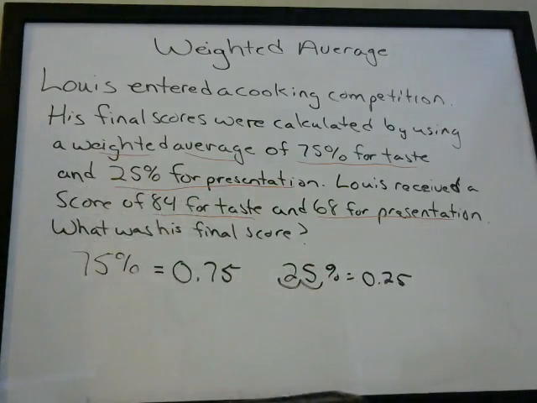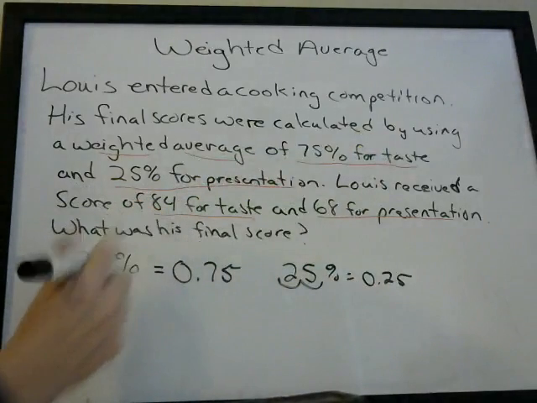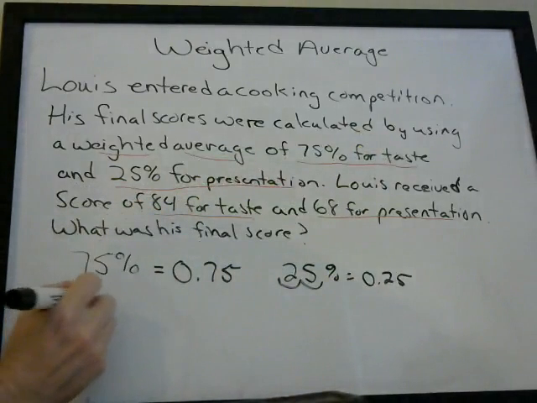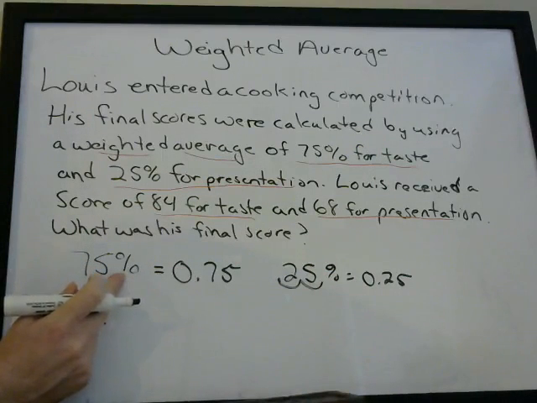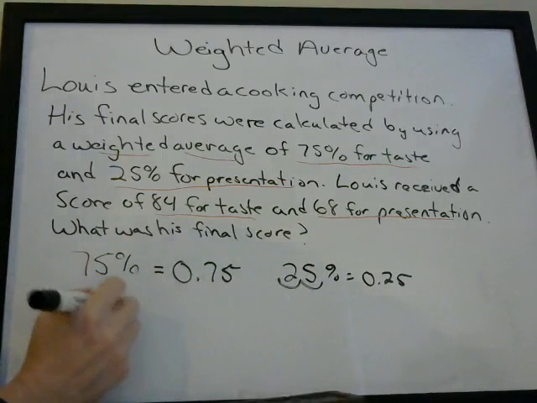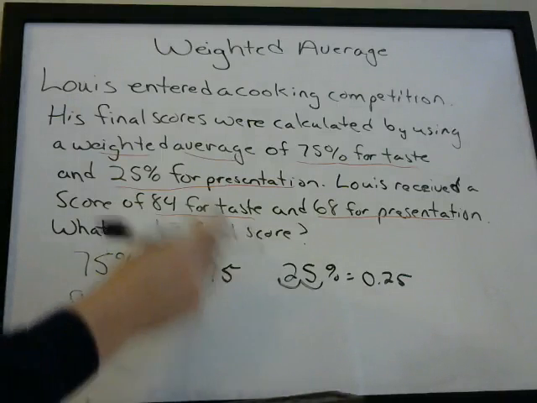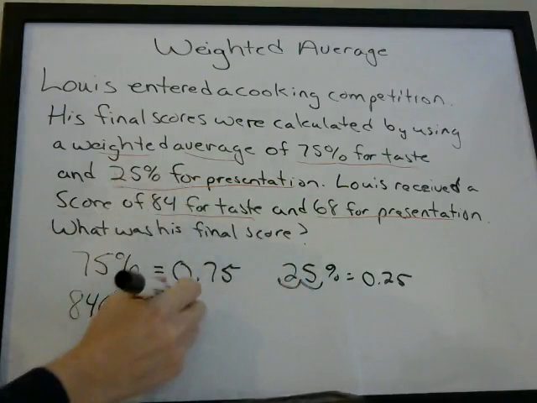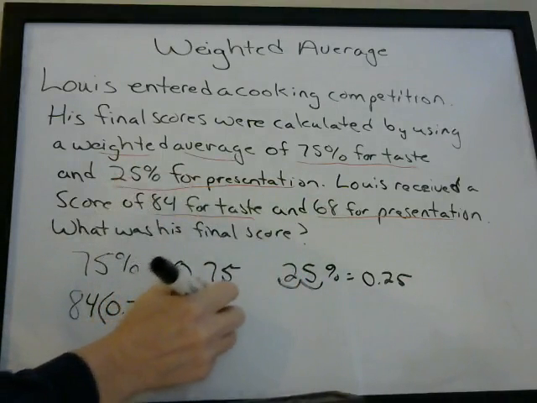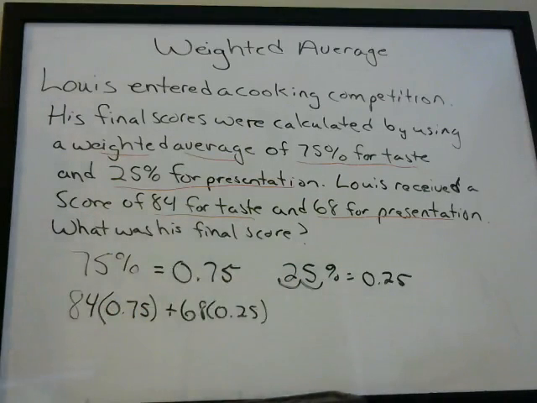So the way that we solve this problem is if it's 75% for taste, and he got an 84 for taste, so that's the score, 84 times its weight. And remember, we can't multiply percentages, we multiply the decimal numbers. Plus 68 times its weight. So you put that in your calculator.